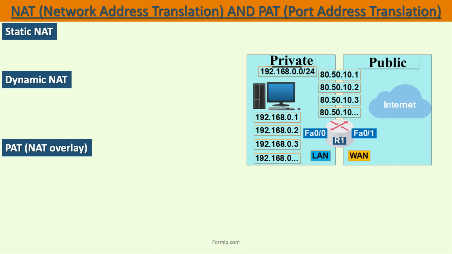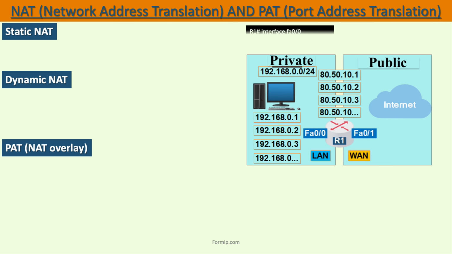There are 3 NAT types: static NAT, dynamic NAT, and the NAT overload, which is nicknamed PAT. We will now see the configuration of these 3 types of NAT. First of all, the first thing to do when setting up NAT, whatever the type, is to tell the router where the private network is located and where the public network is located.